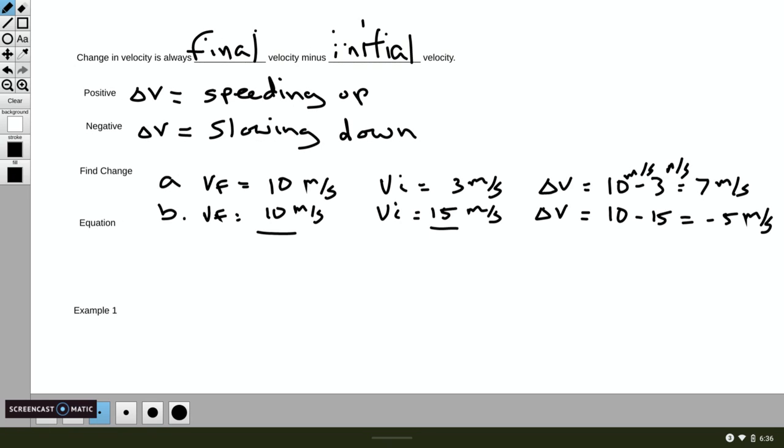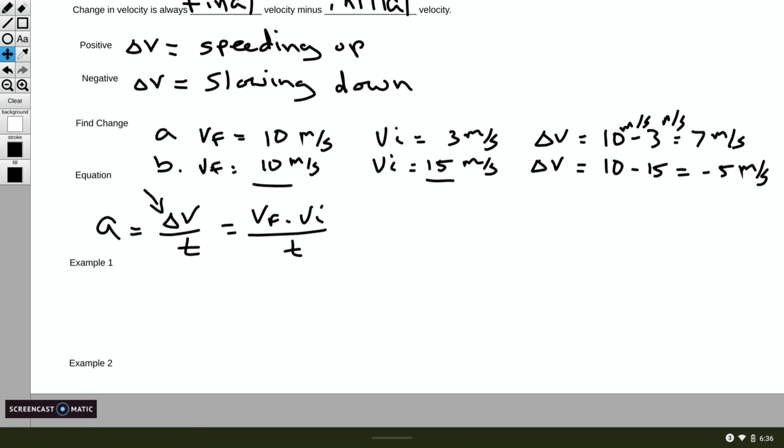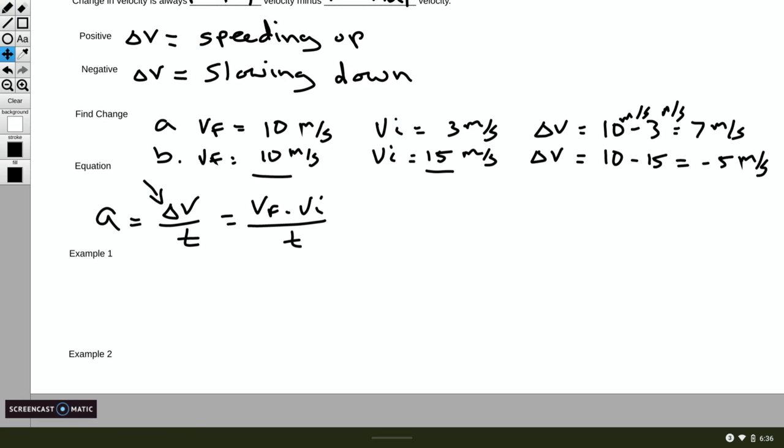So the equation for acceleration is a equals the change in velocity over time. Or if you want to, you can rewrite the change in velocity here as VF minus VI over time. Either is fine. The first version is fine, the second version is fine. It really doesn't matter, okay?